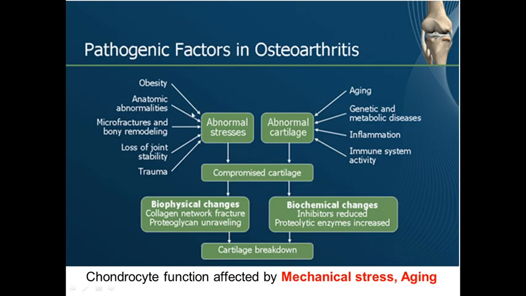Pathogenesis of osteoarthritis. Many risk factors like obesity, anabolic abnormalities, or microfractures and bone remodeling, loss of joint stability, any traumas can cause abnormal stresses. And also age, genetic predispositions, immune system activity, inflammation can cause also both these factors combined and cause compromised cartilage, and as a result we have cartilage breakdown.